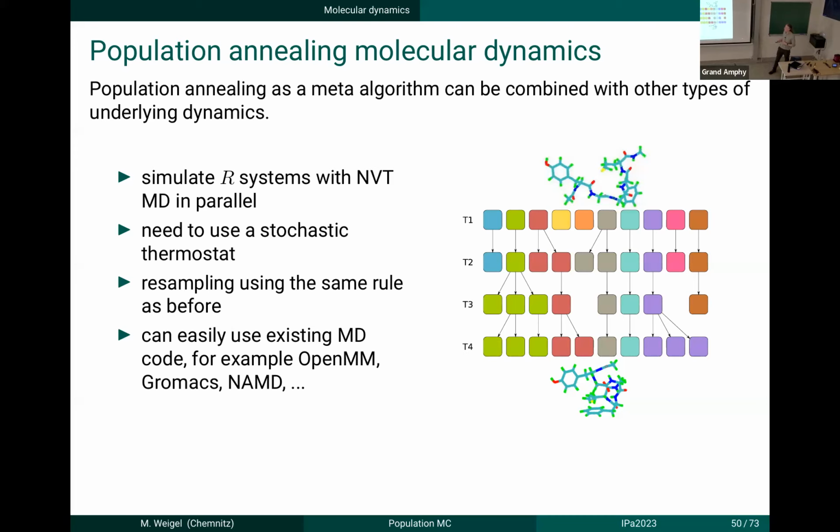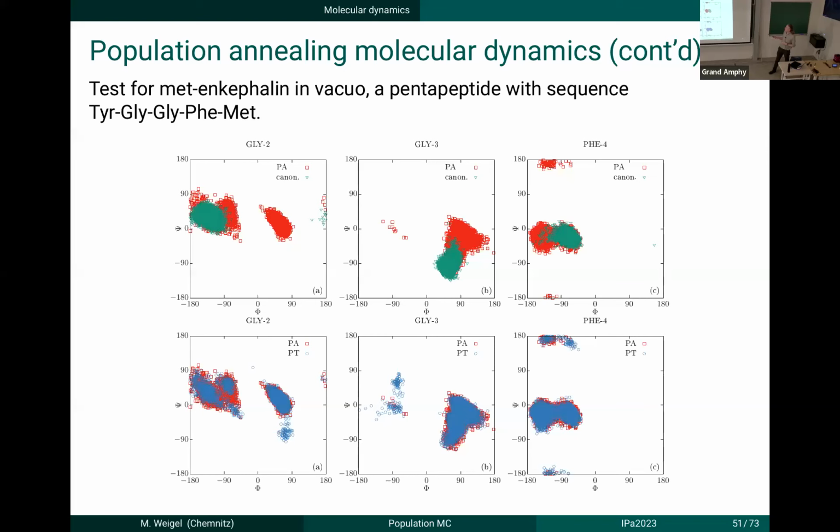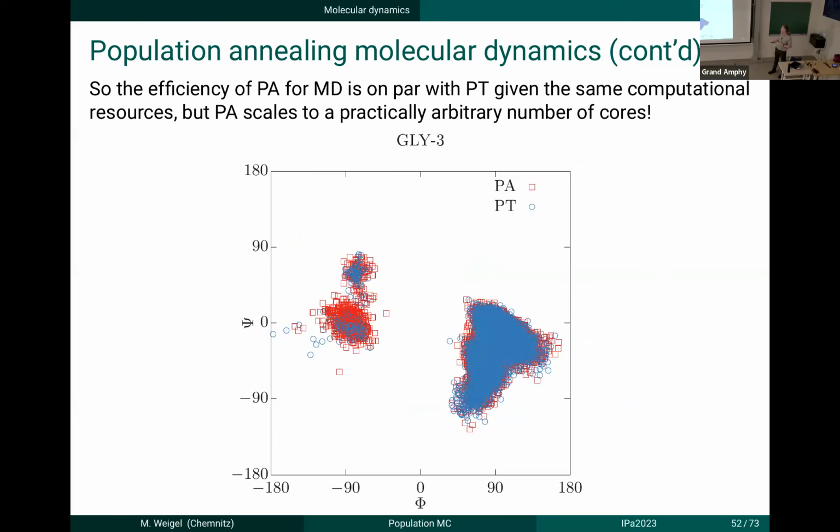But if you do that, it works actually quite well, and so we applied it to some test problems, for example, this pentapeptide system, which is a little bit difficult to simulate, and so this was also tested using parallel tempering. If you do a canonical simulation, you don't get good results, but if you use something like population annealing or parallel tempering, you get good results. And the interesting thing is with population annealing, given sufficiently large computational resources, you can easily improve the results with the same wall clock time, which is not easily possible with parallel tempering.